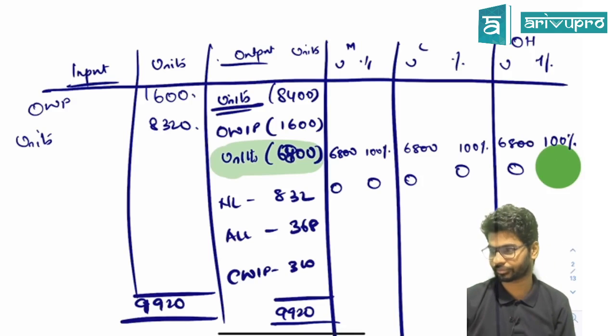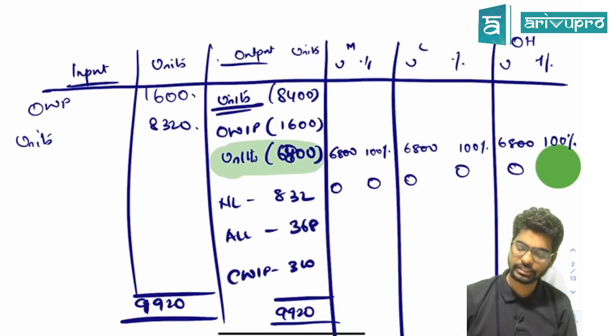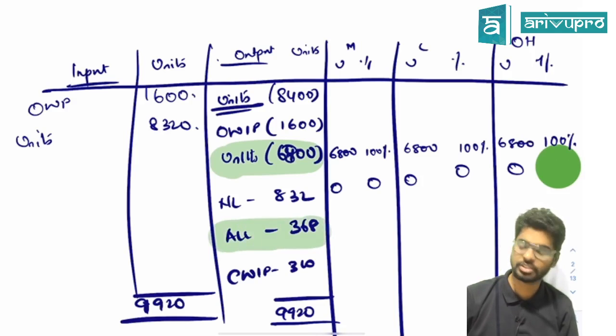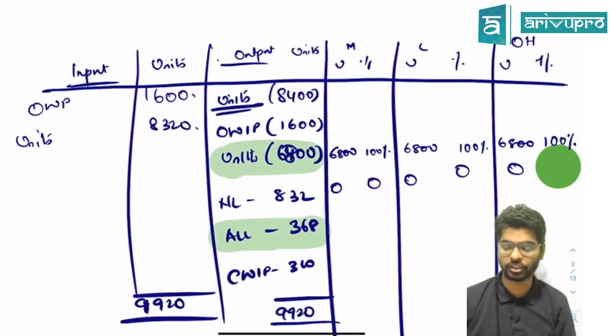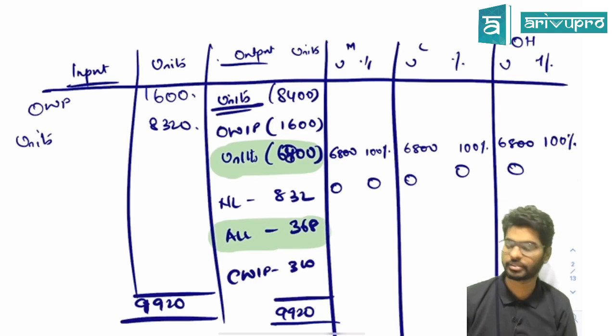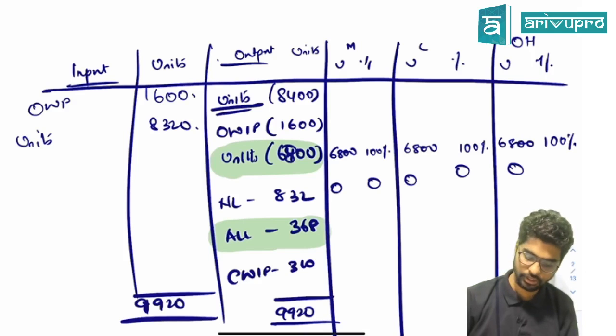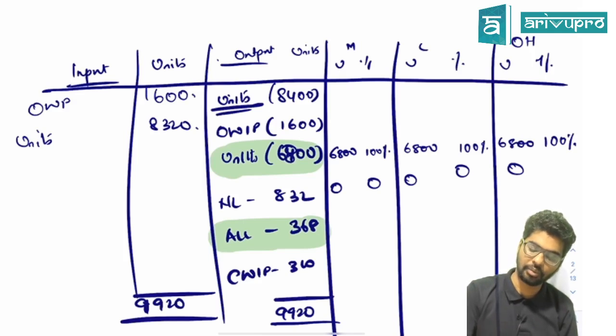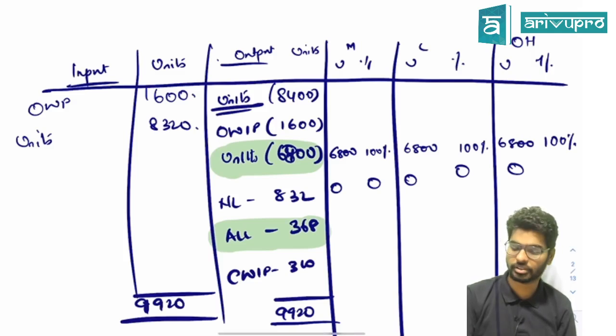Third one, let's come to the abnormal loss. Have they told what is the percentage of abnormal loss? No. That means I'll write an assumption. Abnormal loss is how much? 100%.